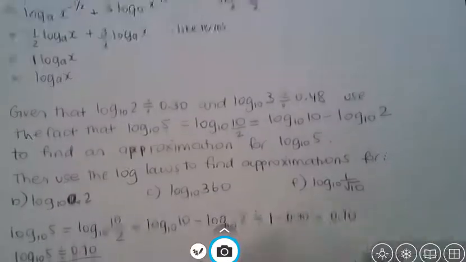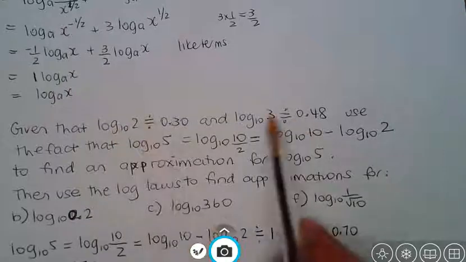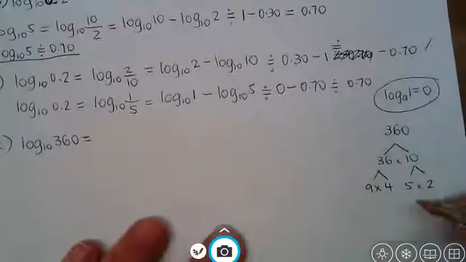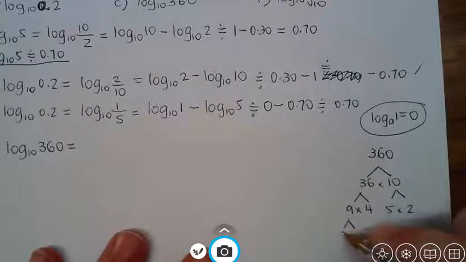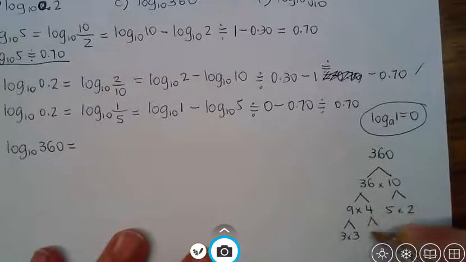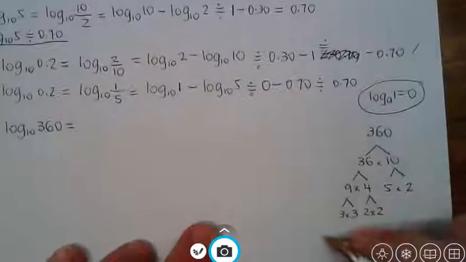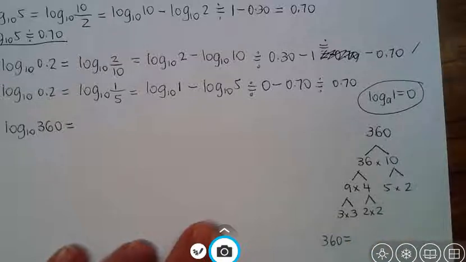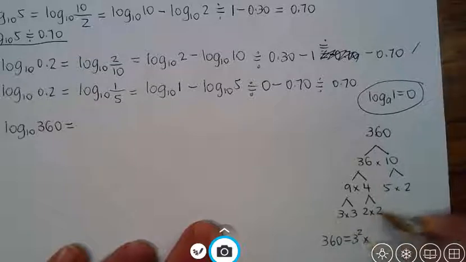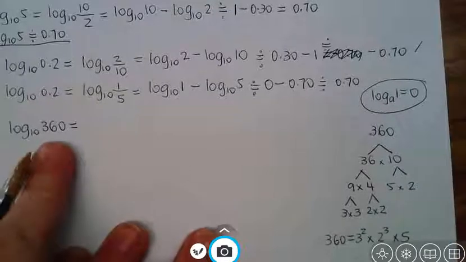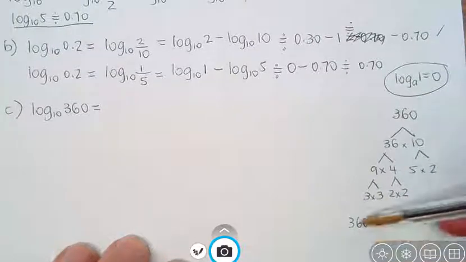And I know that 36, I'm just going to try and use things that I've got. I know log to the base 10 of 2 and log to the base 10 of 3. I know that 36 is 9 times 4. Sorry, you can't see that. And I also know that 9 is 3 times 3. 4 is 2 times 2. Okay, so therefore I could say that 360 is 3 squared times 2 cubed times 5. Now I can go in and replace the 360 with that.